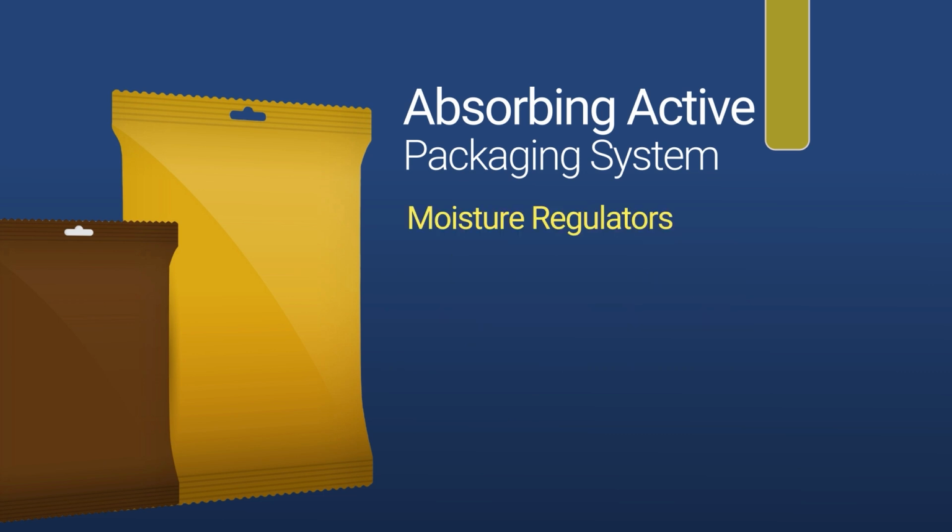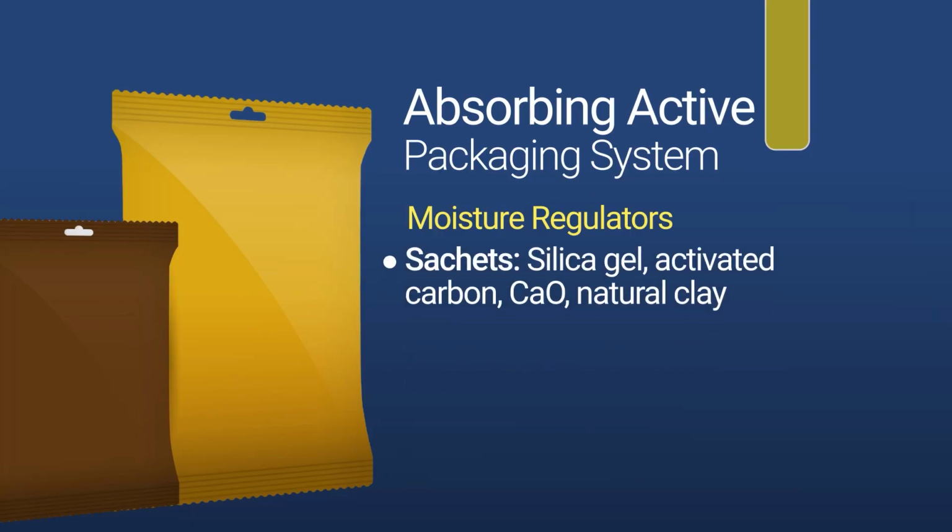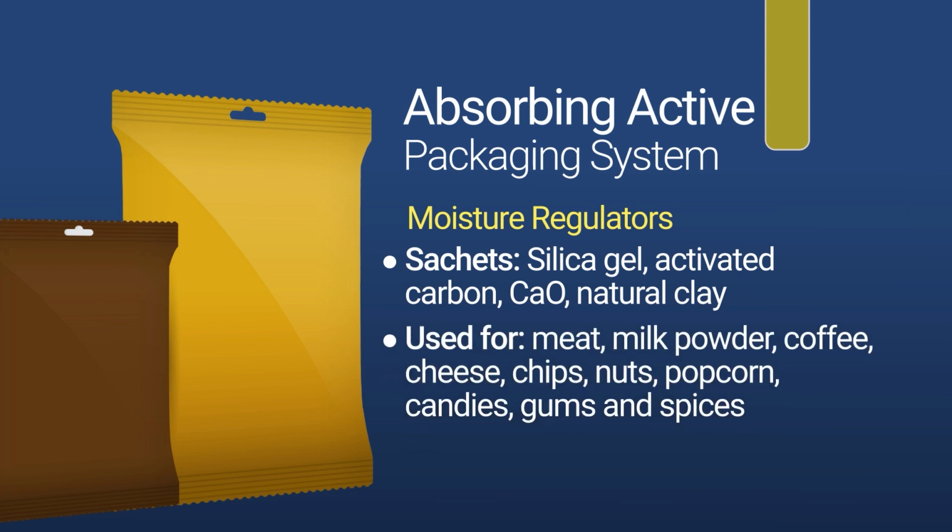Then moisture regulator. You must have seen that there is a small pouch of silica gel inside the package of electronic gadgets. That absorbs the moisture, so that it can regulate the moisture inside the package. The same principle can be used for food products also. Silica gel, activated carbon, calcium oxide, natural clay in the form of sachets we can keep inside the package that will absorb the moisture. So we can use it for meat, milk powder, coffee, cheese, chips, popcorn, candies, etc.